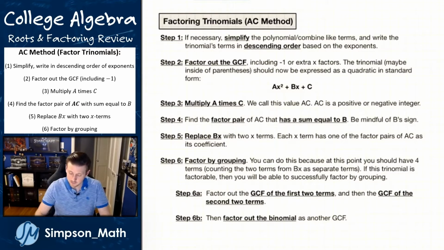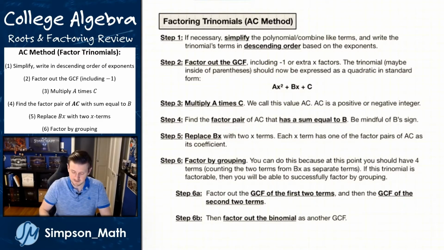Step 3, we then multiply a times c. So the first number, that's the leading coefficient, and then we multiply times c, which is the constant. Notice I'm not multiplying by the entire first term, that's ax squared. So I'm not multiplying the x, it's just the first number, a times c. AC is now a positive or negative integer, so find AC, multiply it together.